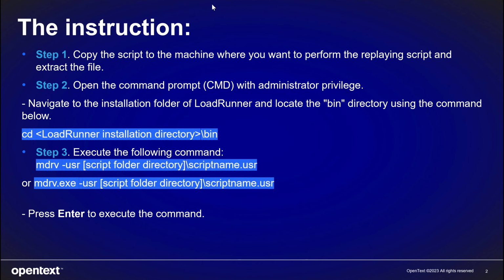Step 1. Copy the script to the machine where you want to perform the script replay and extract the file. Step 2. Open the command prompt as administrator, then navigate to the installation folder of LoadRunner and locate the bin directory using the command cd.